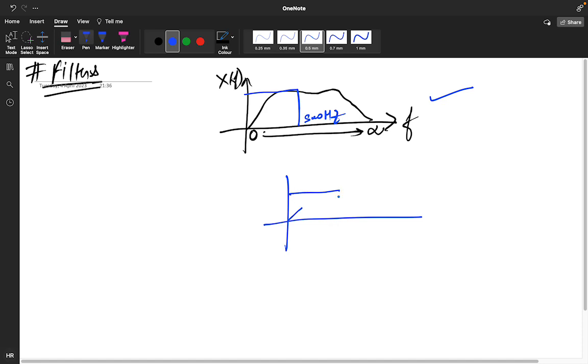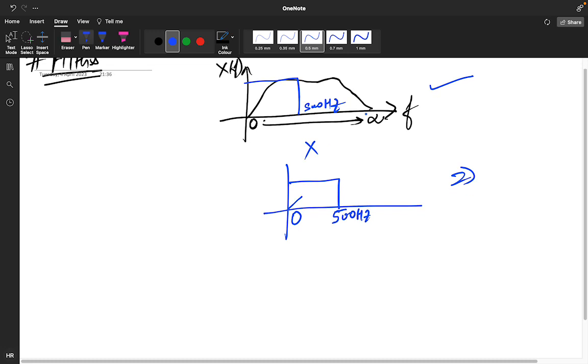Its bandwidth will be 0 to 500 hertz. You multiply this with the signal, meaning you cascade this filter with the signal. The result will be that this part gets eliminated. All the high frequency will get eliminated, and you will get the result like this, 0 to 500 hertz.